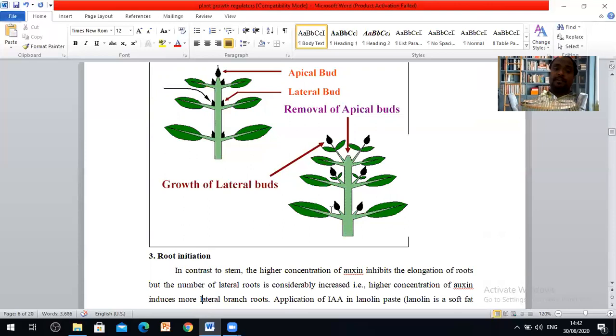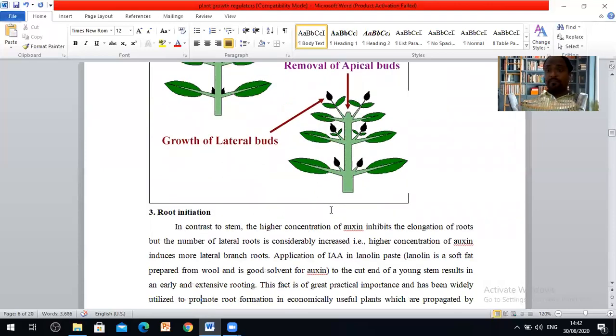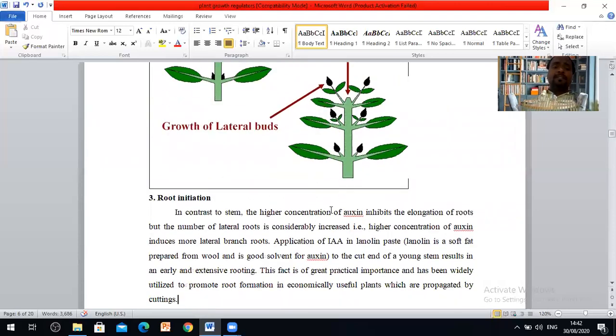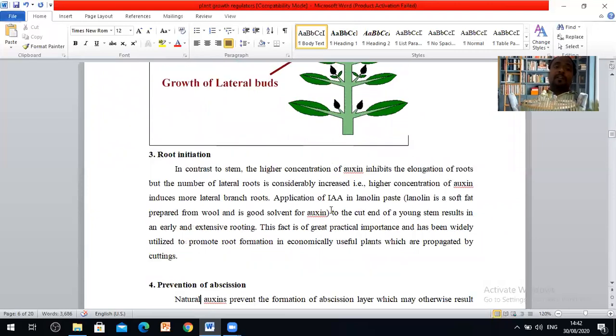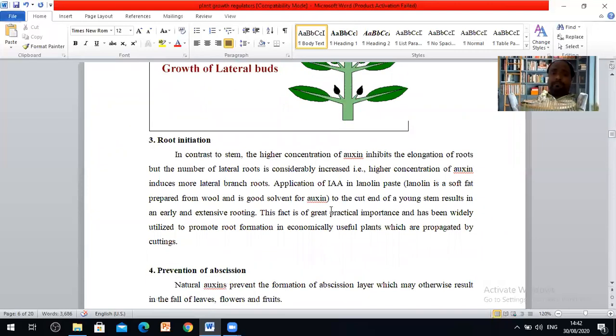Okay, and this is the apical dominance phenomenon. Now, next is root initiation, in contrast to the stem here. It is different from the apical bud dominance.